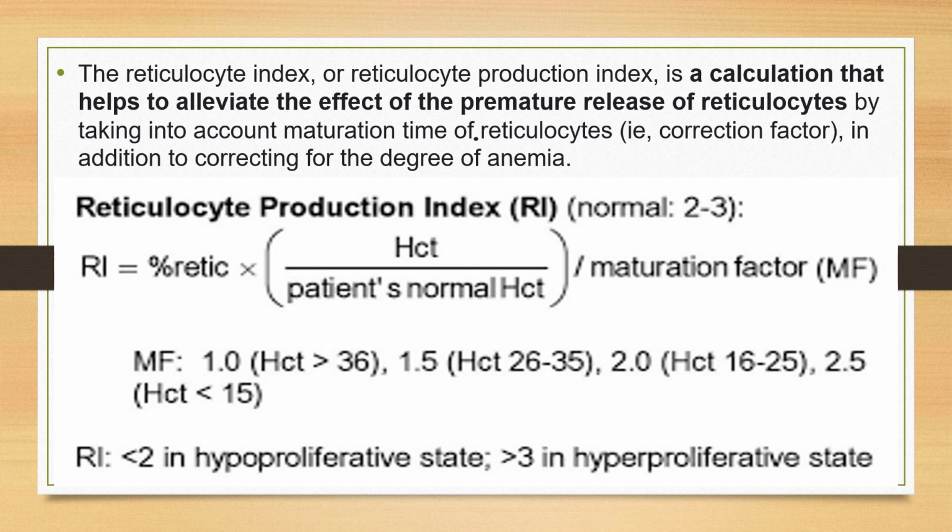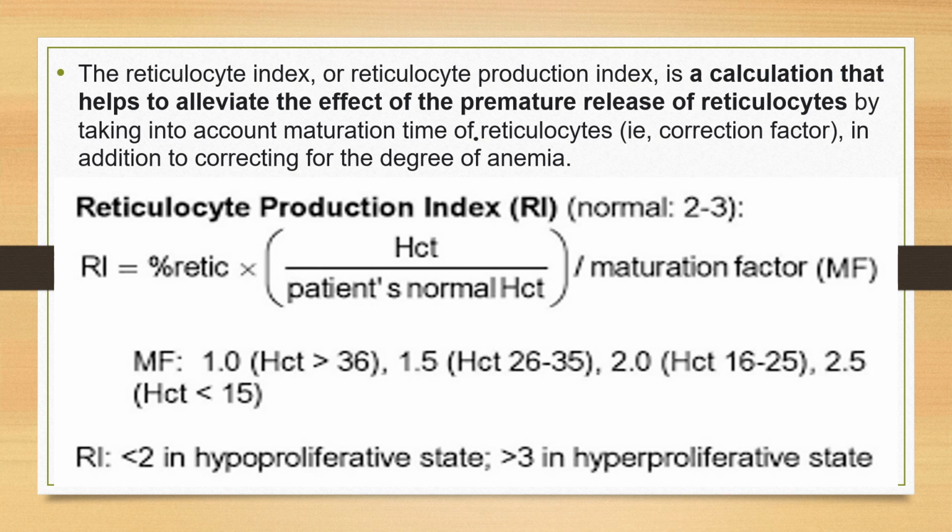This correction factor, or maturation factor, is 1 if hematocrit is greater than 36. It's 1.5 if hematocrit is between 26 and 35. It is 2 if hematocrit is between 16 and 25. And it is 2.5 if hematocrit is less than 15.